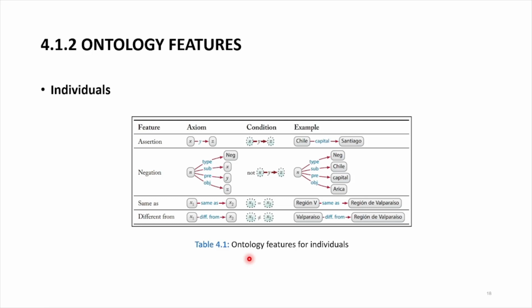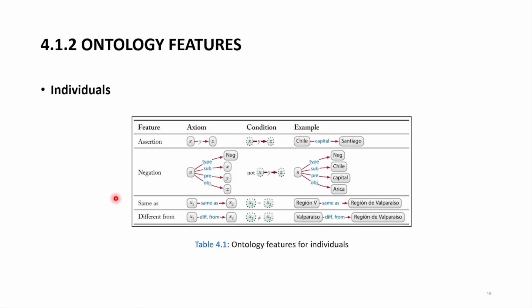Sometimes distinguished from classes and properties. First, we can assert relations between individuals using edges, such as Chile, capital, Santiago. In the condition column, when we write this pattern, for example, we refer to the condition that the relation is given in the domain graph of the interpretation. If so, the interpretation satisfies the axiom.